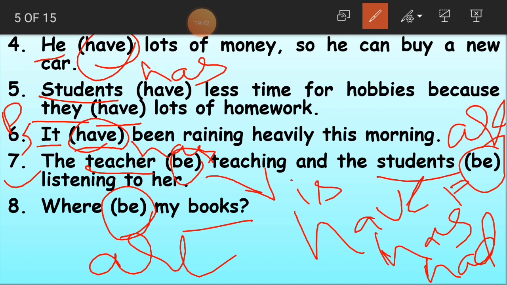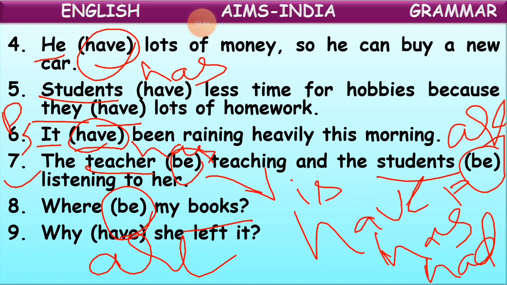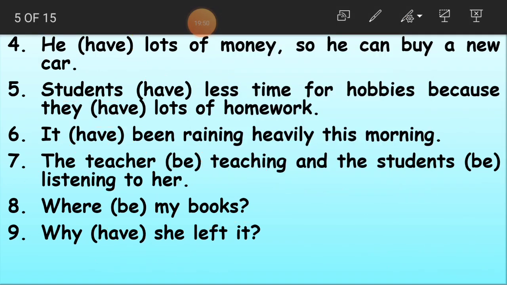We'll do some more exercises. Why have she left it? If you see here, what is the subject here? She. Then the verb is left. In which tense does it come? Left. Is it present tense or past tense? Yes, it comes under past tense.